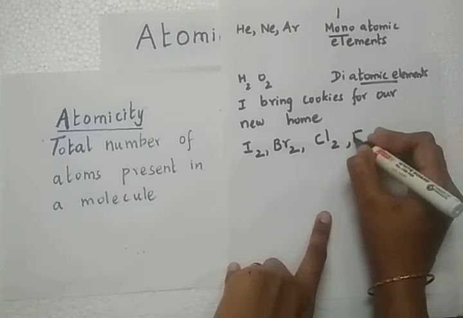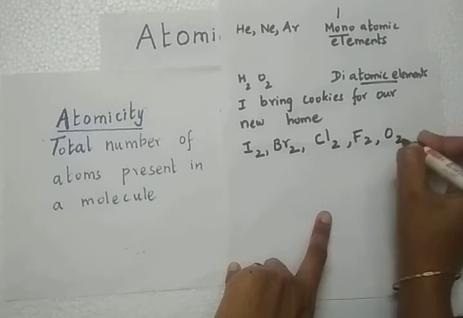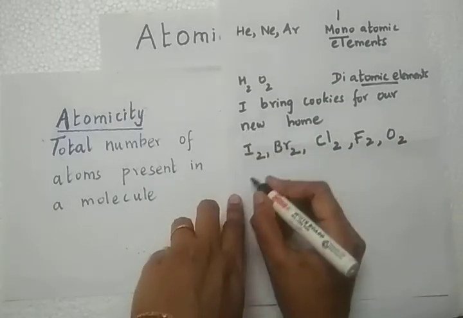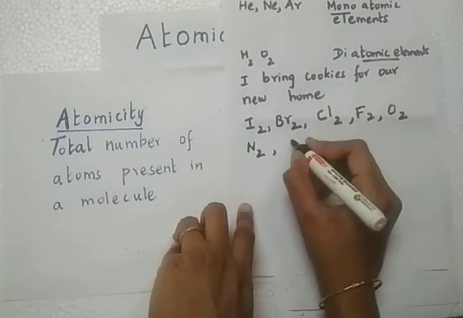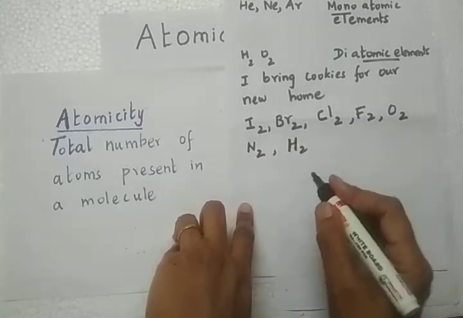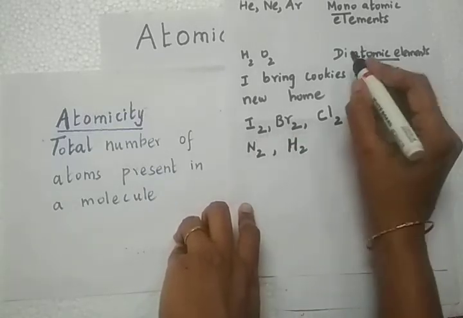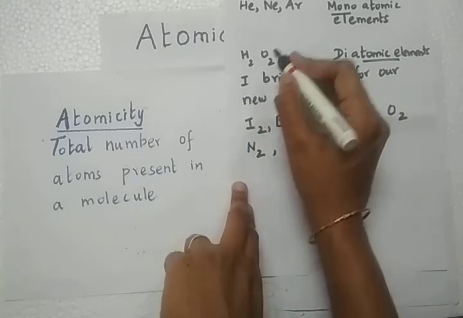And then fluorine, F2, for is F. And then oxygen, O2, our is O. And then nitrogen, for new you just write N2. And then H, H2. Home is H2, right? So these are the molecules of elements which are diatomic elements. We already learned how the hydrogen and oxygen molecules are formed.